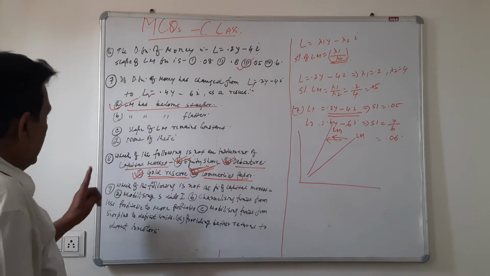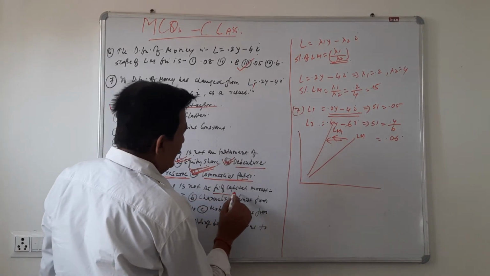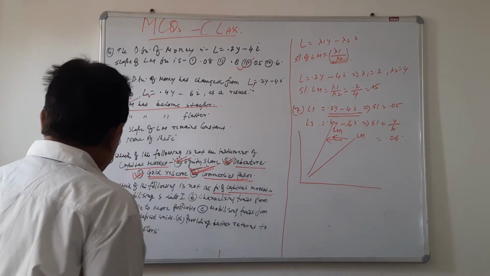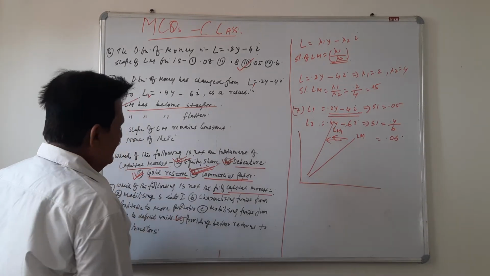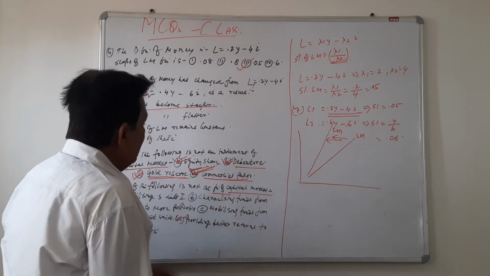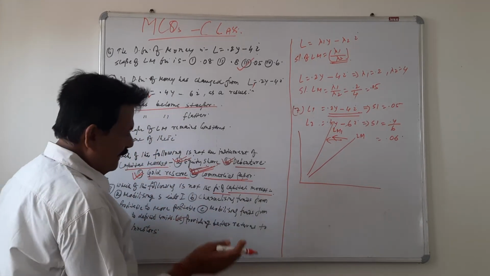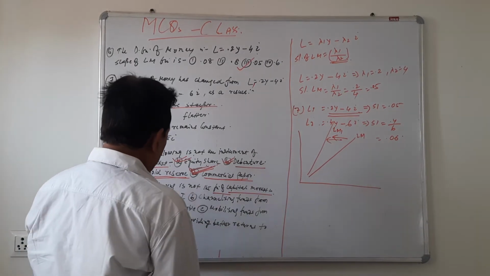Commercial paper. Number 9: which of the following is not the function of the capital market? Option A is channelizing funds from less profitable to more profitable uses. Absolutely, it is one of the important functions of the capital market.